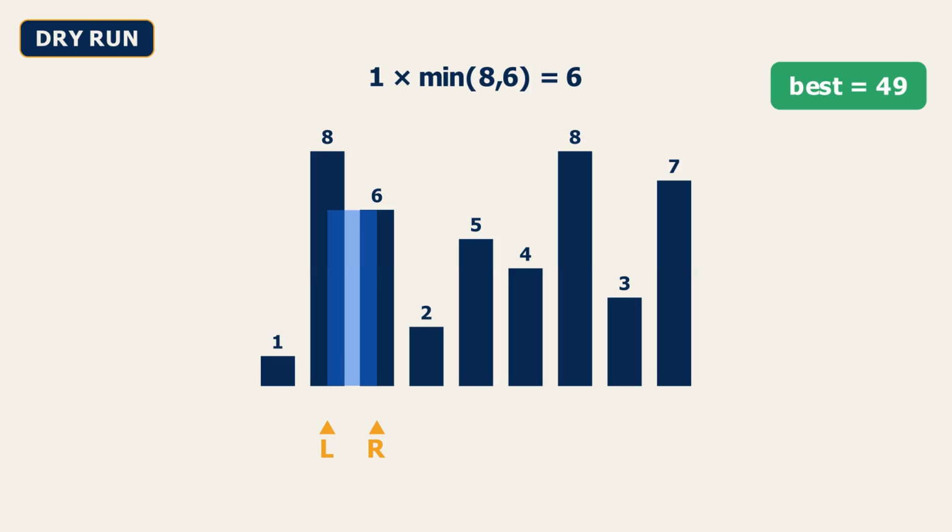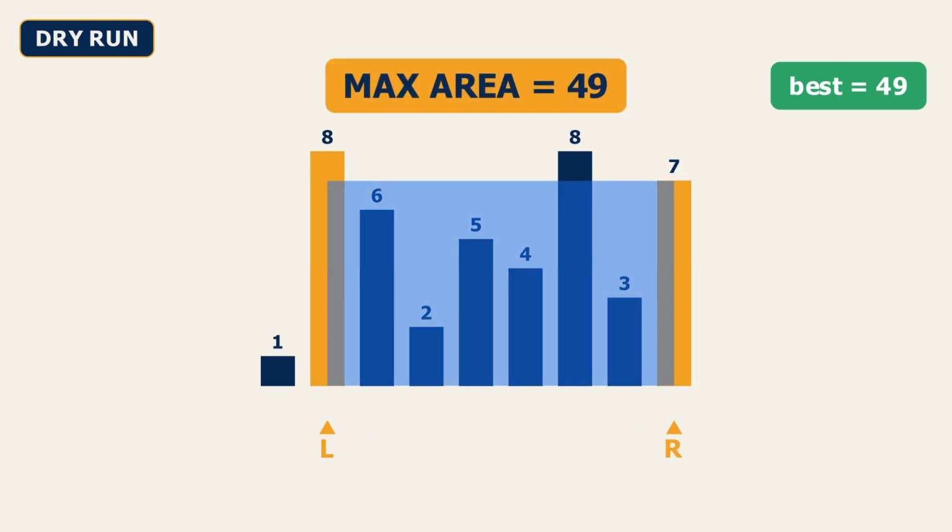As the pointers close in, the width keeps shrinking, and nothing beats those 2 tall walls we found early. The pointers meet, and we stop. Maximum water, 49. 1 pass across the array. No pair checked twice.